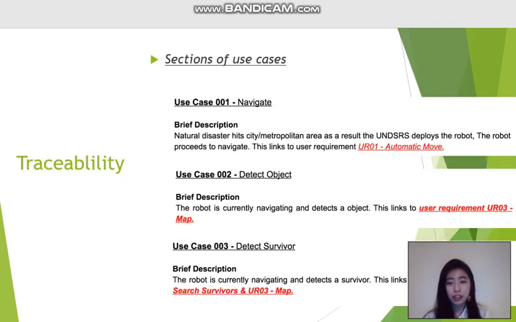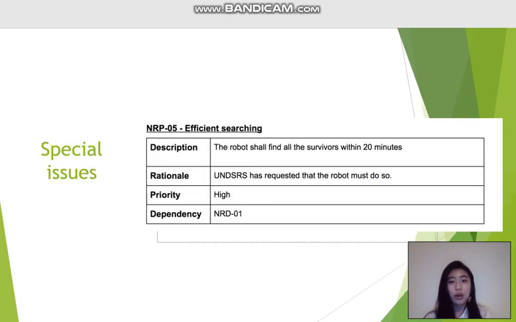We have use cases as our higher level requirement. In the use case part, there are 3 use cases to describe 3 main parts of our main tasks and traceable requirements, which are navigating, detecting objects, and detecting survivors. We also mentioned timing criteria in our requirements, and all the other special issues have been mentioned before.